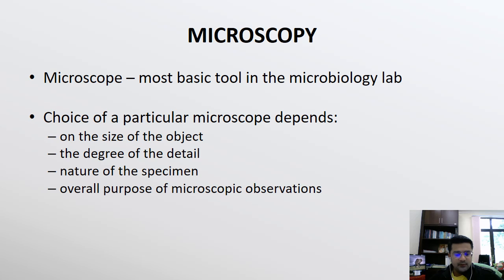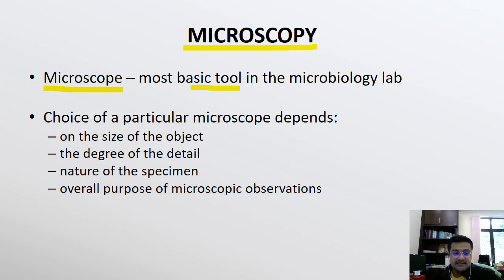So the most important technique in microbiology is microscopy. The apparatus used for microscopy techniques we call a microscope, and it is the most basic tool in a microbiology lab. Which means a microbiology lab should be equipped with at least a microscope. And then there are various types of microscope, and the choice of a particular microscope depends on a few factors.